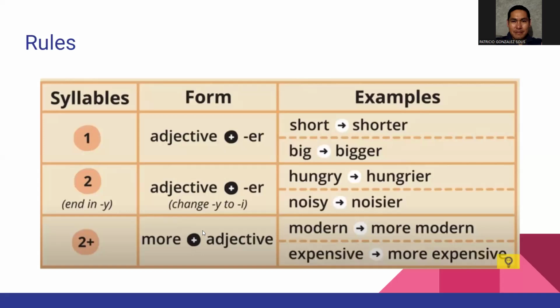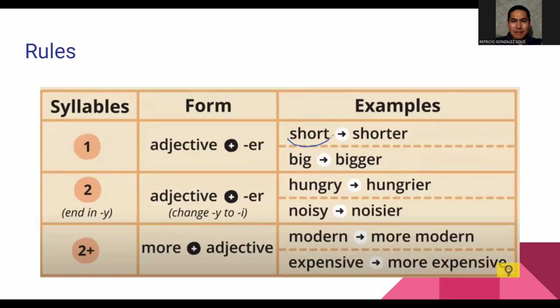The table with summary. Short, shorter. The next is special. One syllable. Big. Consonant, vowel, consonant. Double the consonant. Big, bigger.